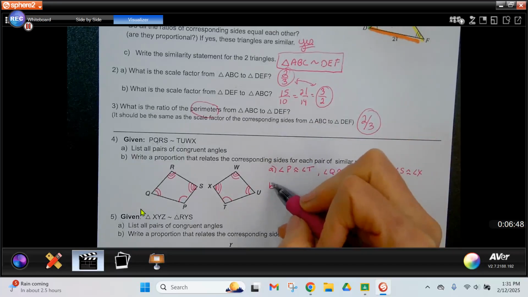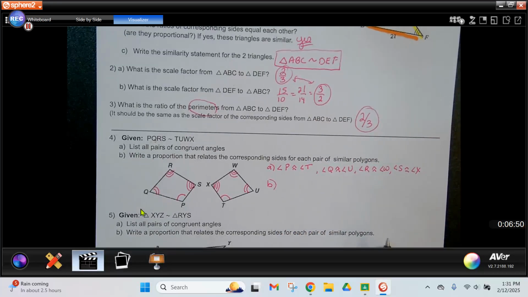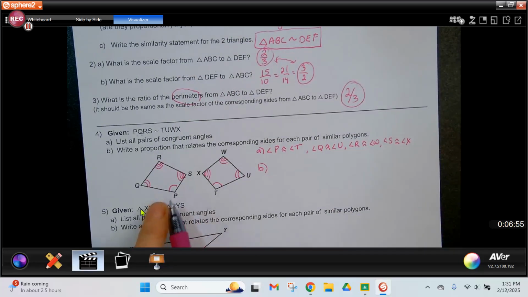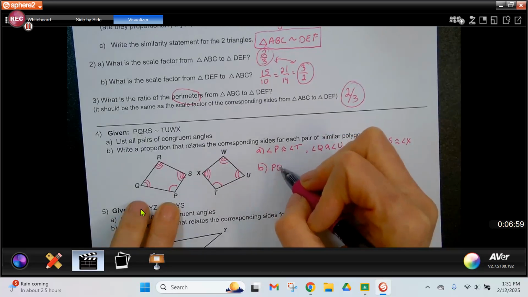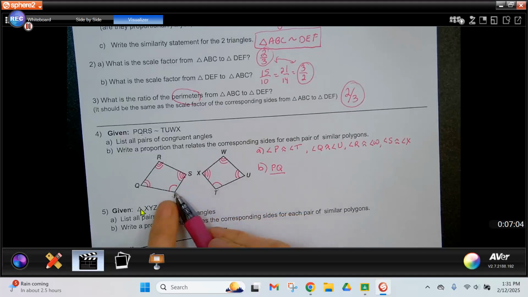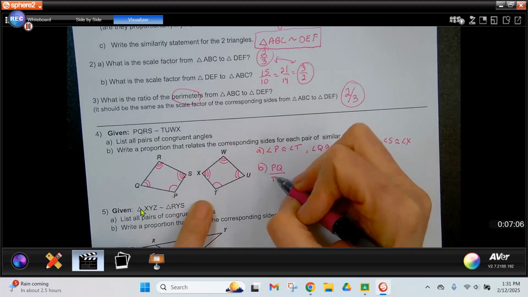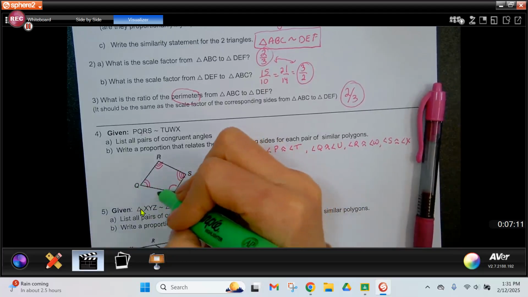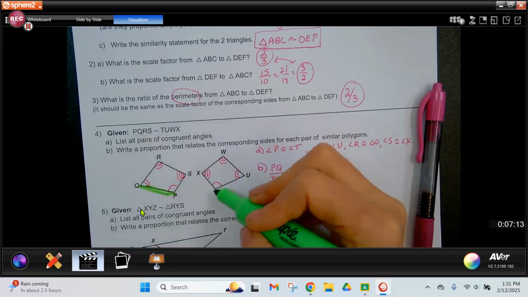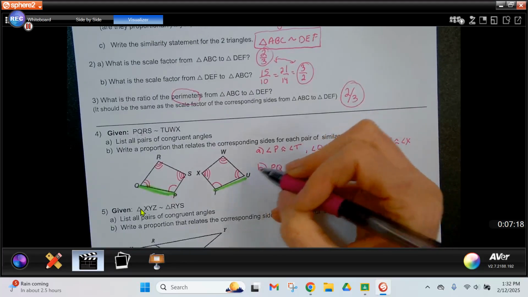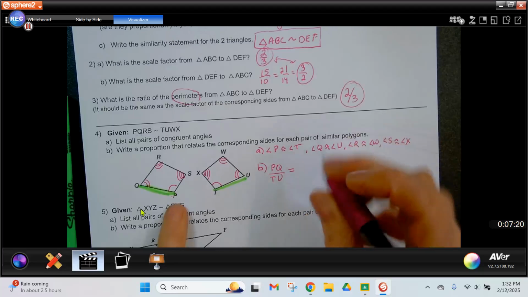Now we're going to write a proportion that relates these corresponding sides. And so we have to find the corresponding sides. So let's start with PQ. Here's P and here's Q. PQ is going to correspond with TU. See how we have one tick mark here? So we'll put T here, and then we have 2 tick marks. So I'm going to color that. PQ corresponds to TU. And that is going to be equal to, since these are similar, all these ratios are going to be the same.